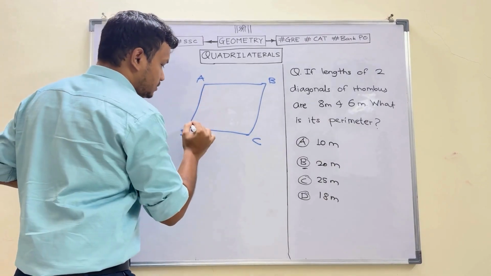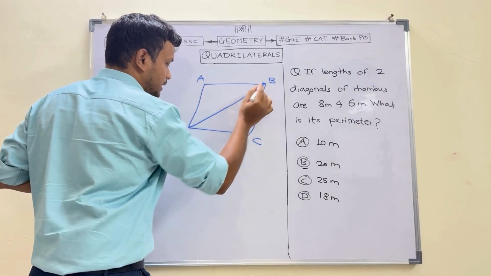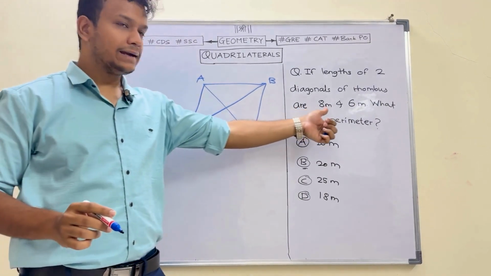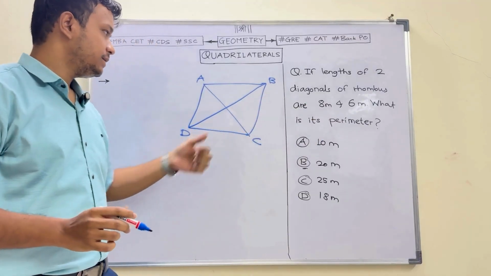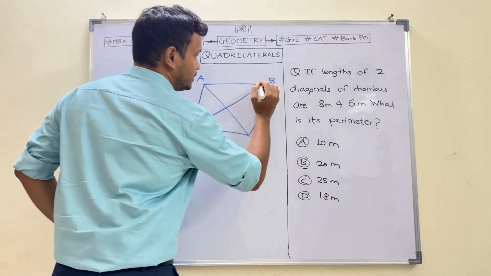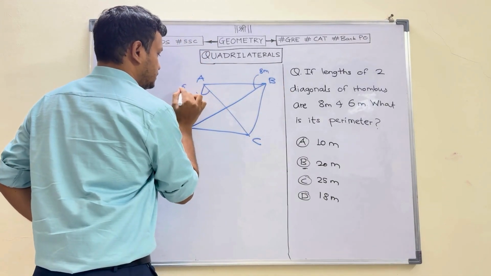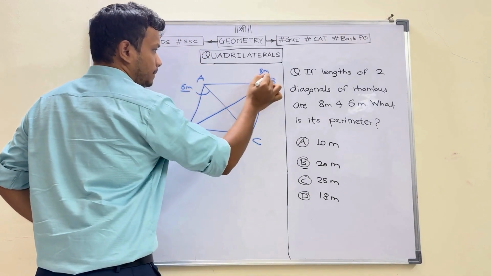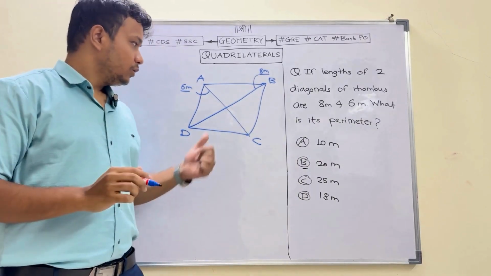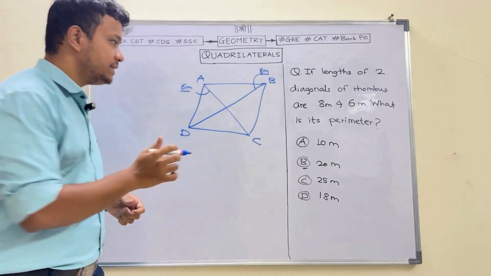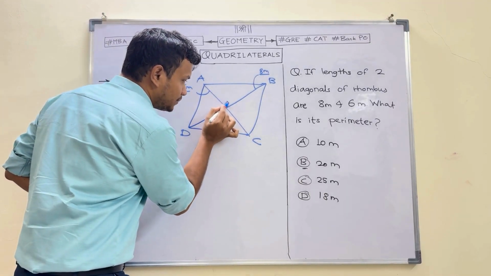So what they have given, I'll just draw diagonals as well. Diagonal BD and diagonal AC. So they have given me the length of diagonals 8 meters and 6 meters, correct? So this BD diagonal, I'll just put it as 8 meters and this one as 6 meters. Correct? We know a property of rhombus, the diagonals of a rhombus bisect each other perpendicularly, correct?